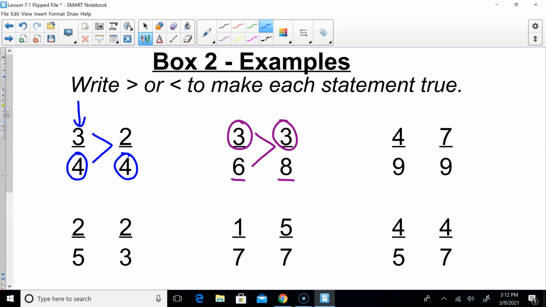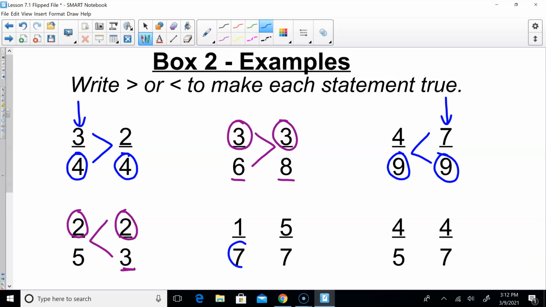If we look again, our denominators are the same, which means we look at the number of pieces. We know 7 is bigger than 4. So therefore, 4/9 is less than 7/9. And we continue on. I got a nice little pattern going here. Numerators are the same, so you need to look at the denominators. We know that the smaller the denominator, the bigger the piece, which would mean 2/5 is less than 2/3.